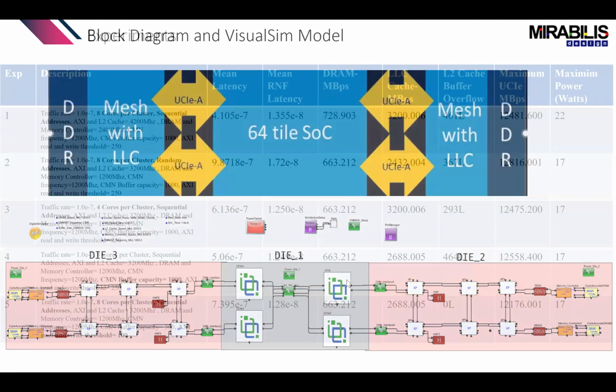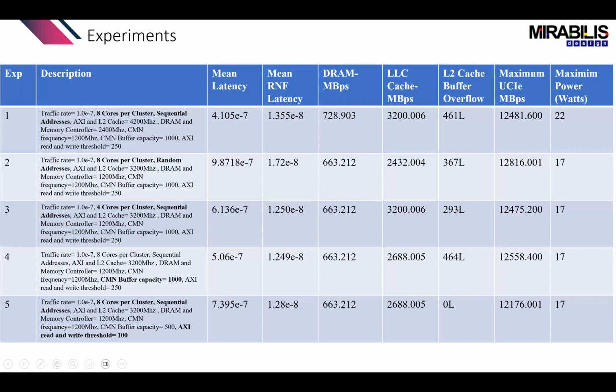For something like this, the key aspect is, as we said, we're focusing on the network on chip. So we're looking at a variety of experiments. Some of the experiments focus on the cores themselves. What happens if I change the number of cores? What happens if the addresses are sequential versus random? We also vary the buffer size on the NOC and change the thresholds, and then look at the latency and the associated power consumption.